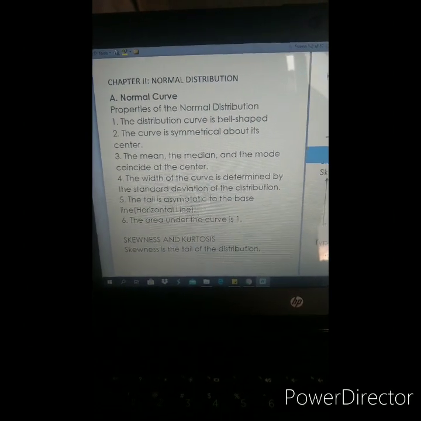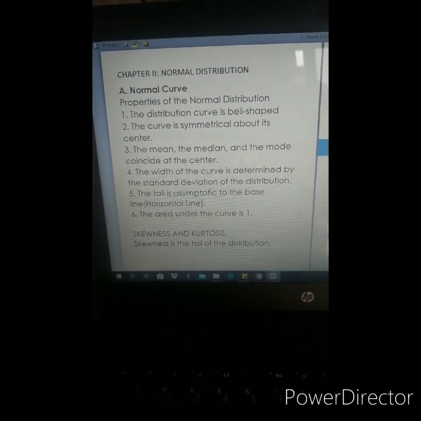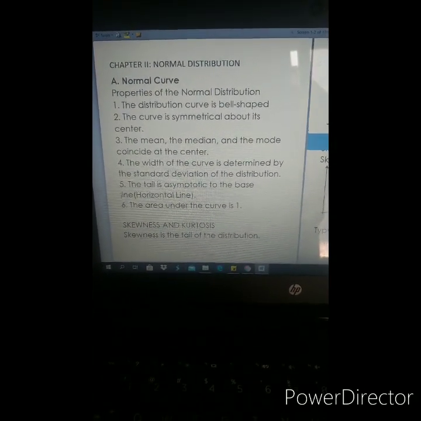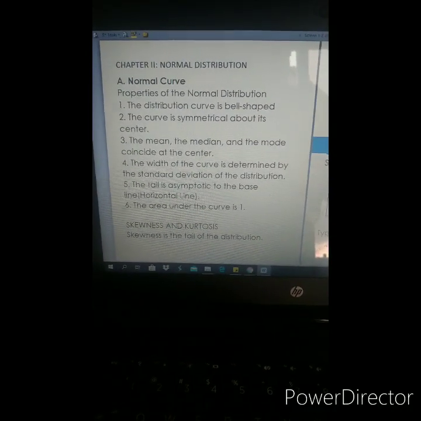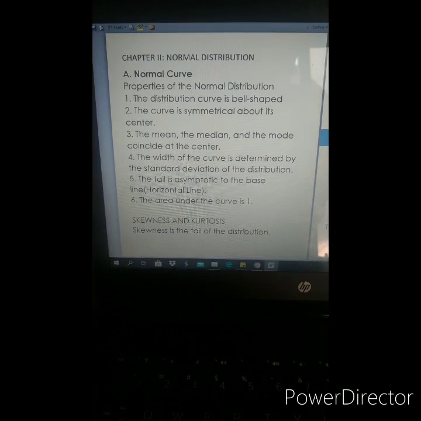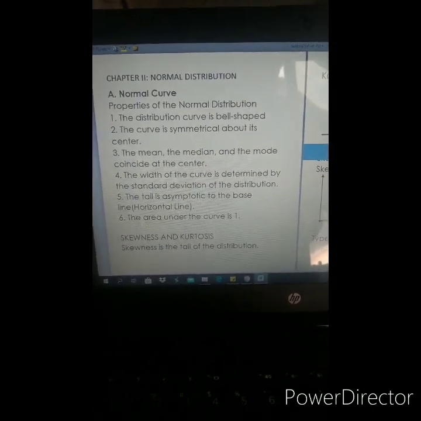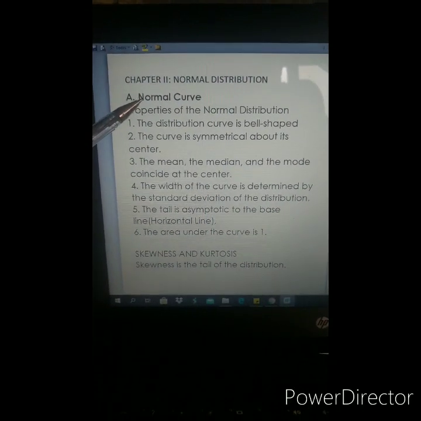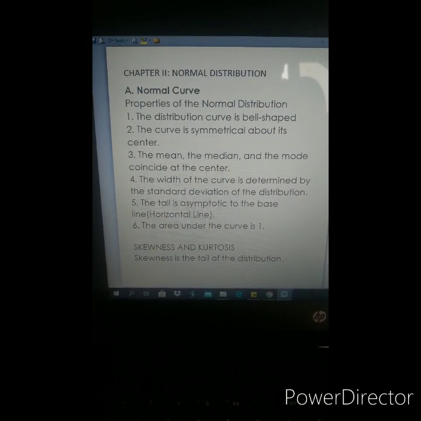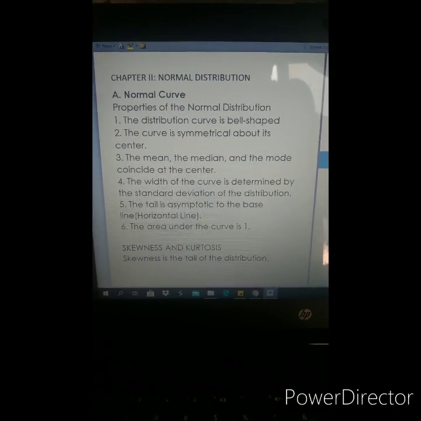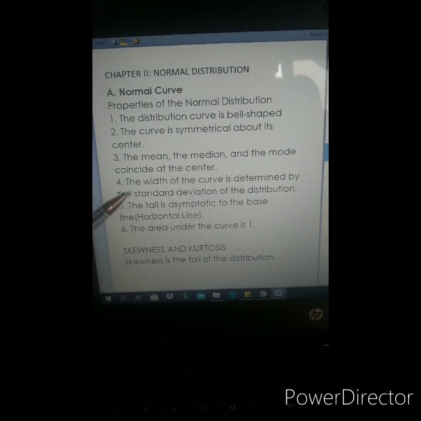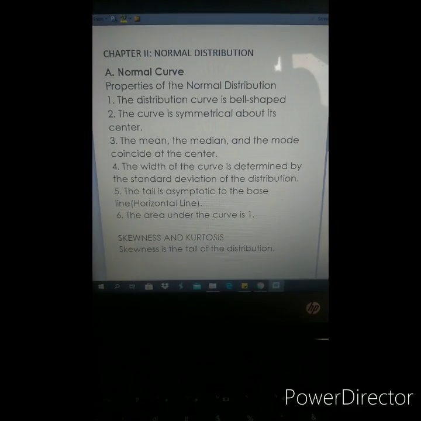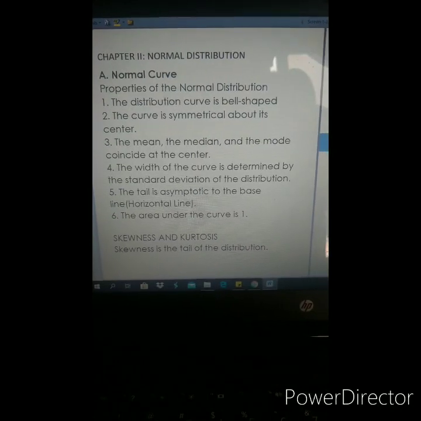For this chapter, for our modules 3 and 4, we will be having the normal distribution. But before that, of course, we still have to know the foundation of the normal distribution, which is the normal curve. The normal curve has different properties, and you have to make sure that you understand them. Here we have the normal curve, and these are the properties. One by one, we are going to discuss them, because that will be your basis for solving problems later in modules 3 and 4.